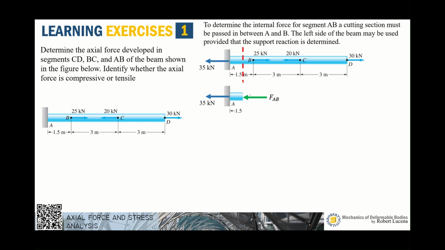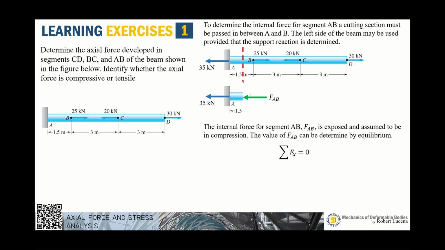Now let's do the same procedure. Summation of forces along x equals 0. We have negative FAB minus 35 equals 0, and then we can solve for FAB. Now you can see that the value is negative, meaning the direction of FAB is not compression like what we assumed. Therefore, it should be in tension. So the answer, you have to correct that one: 35 kilonewton tensile force.